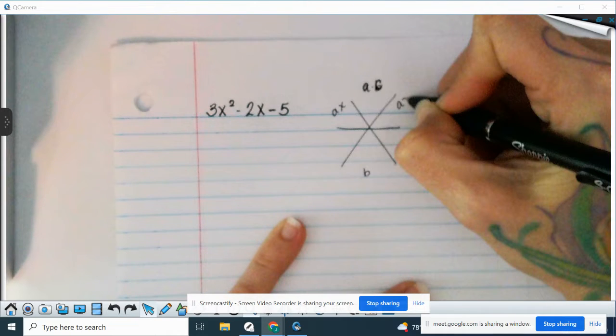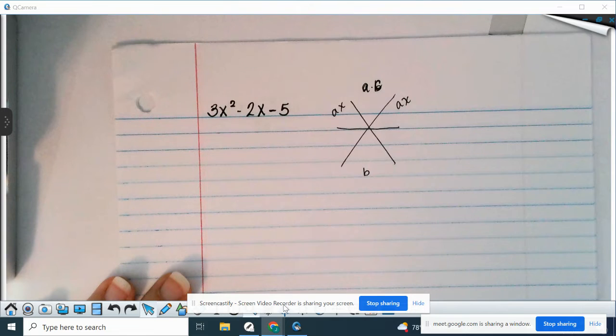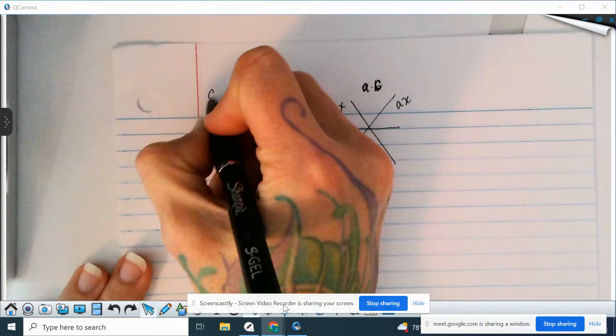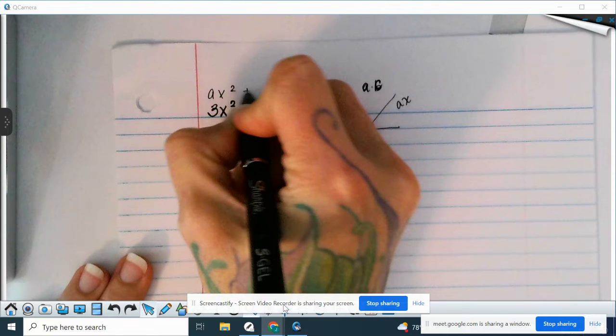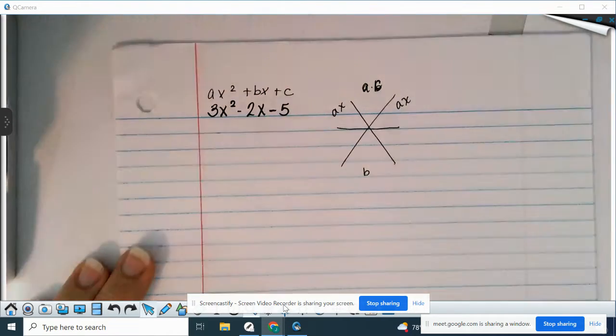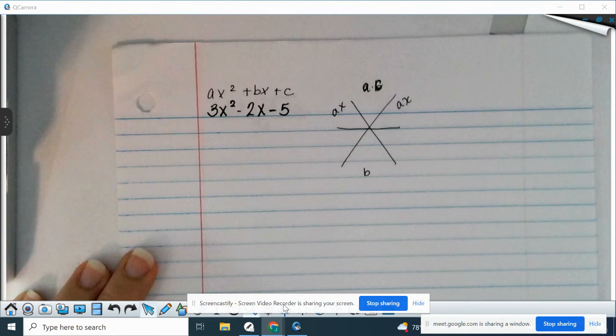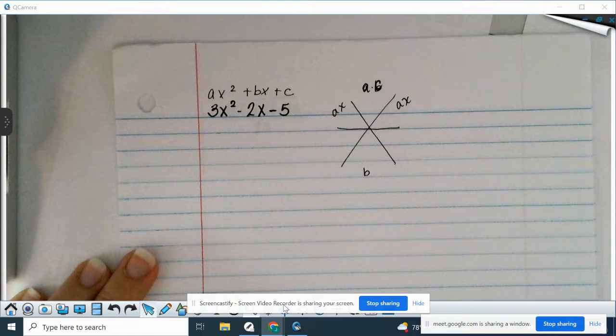And when I say A and C and B and all those fun things, I'm talking about AX squared plus BX plus C. And that's very important for the quadratic formula as well, to make sure you know the AX squared plus BX plus C. So you know what A is, B is, and what your constant is in that C.